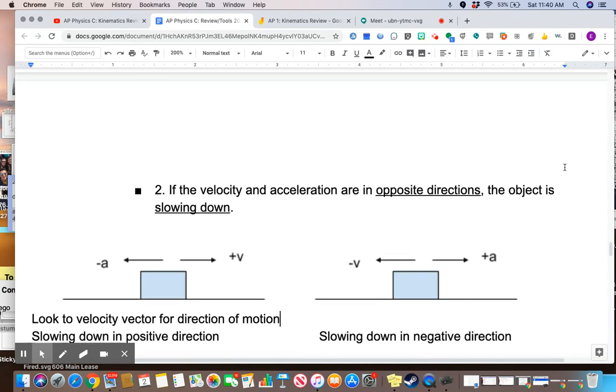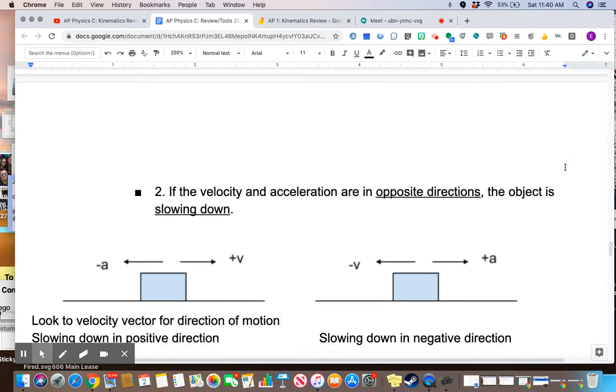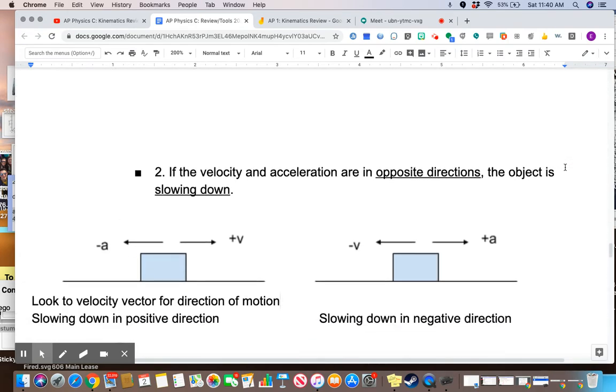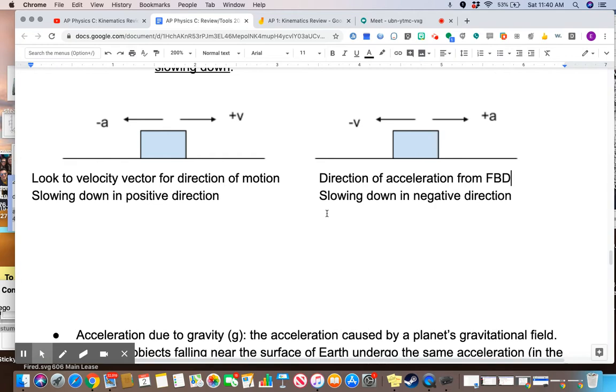Okay, so we can figure out when velocity and acceleration are in opposite directions, when it speeds up, slows down. We can find when acceleration is negative versus positive, right? We determine that. Direction of acceleration really does come from the free body diagram, which now we understand, but when we first were learning this, we didn't know that yet. Now we're going to talk about when the acceleration is constant.